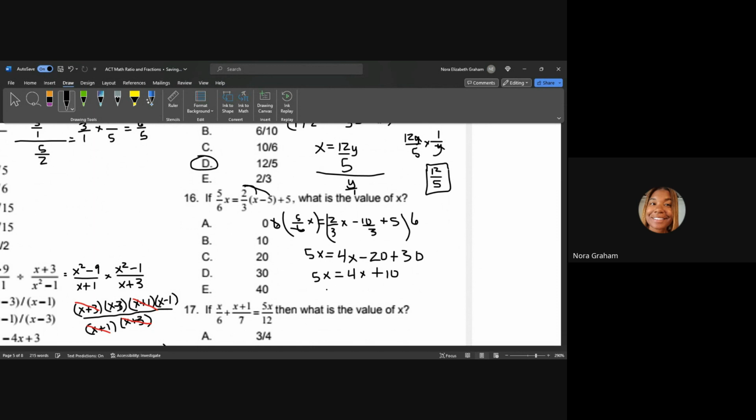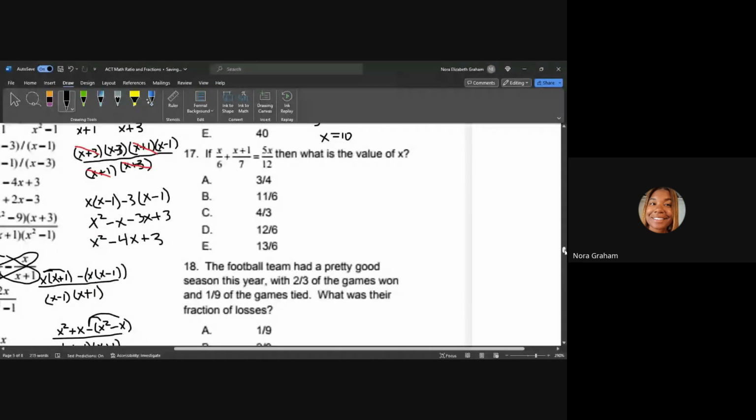Get all my x's together. Subtract that 4x from both sides. I get x equals 10, which is our final answer. So our answer is going to be B. Right? The trick with that one was just getting rid of our fractions, so we didn't have to deal with fractions. So we have 2 more.